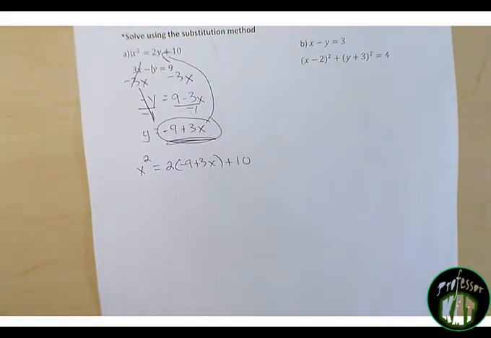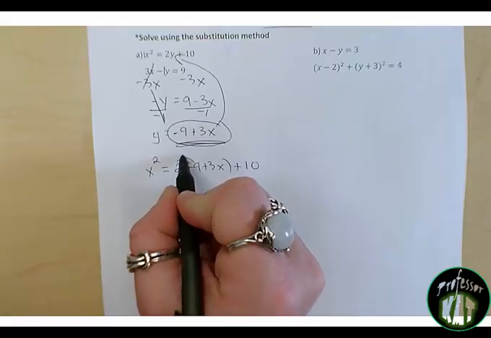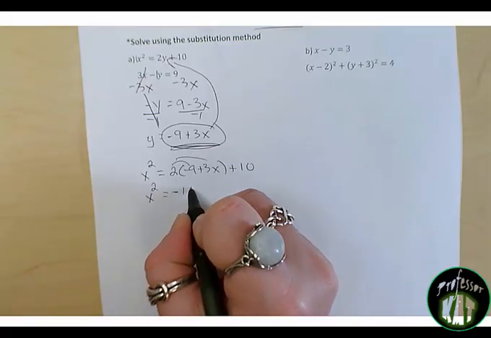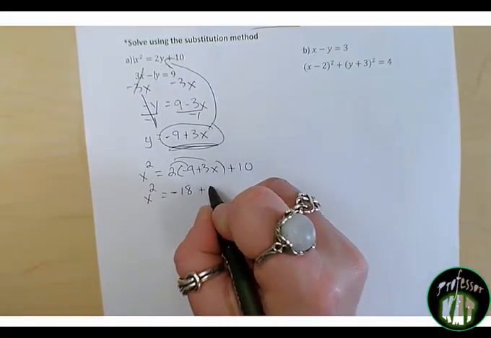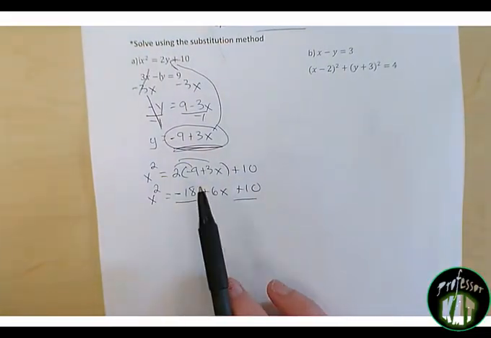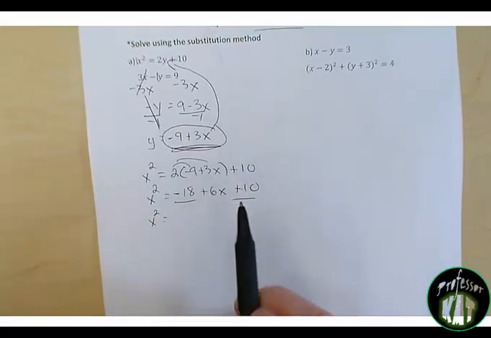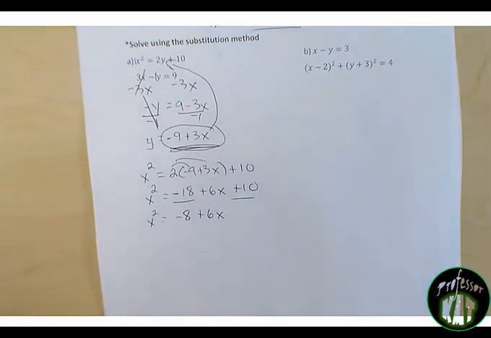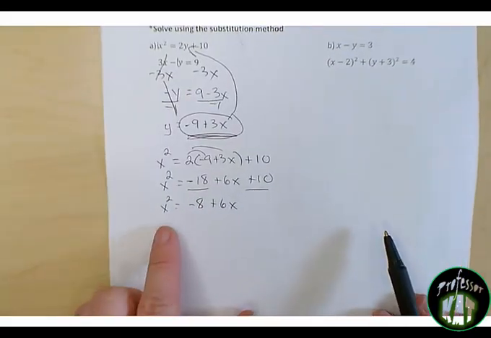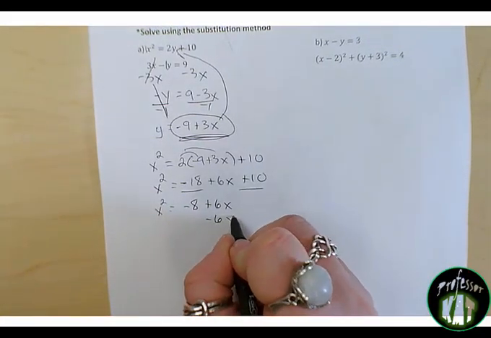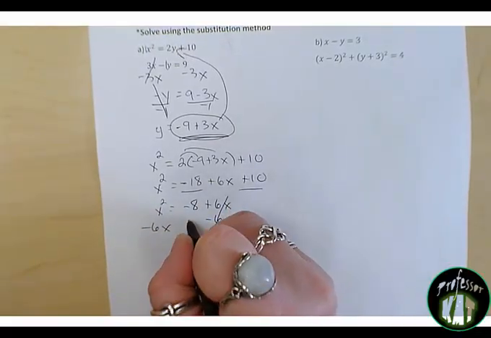After you've made your substitution, solve this equation. Before we can solve it, let's clean up the right-hand side and multiply that out. So drop down the x squared. This is going to give us a negative 18 plus 6x, and drop down that plus 10. Combine your like terms. So drop down x squared, negative 18 plus 10 gives me a negative 8, plus 6x. Now, if we have to solve this equation, the main thing I'm focusing on is the fact that I have an x squared. And since I have an x squared, that tells me that this is a quadratic equation.